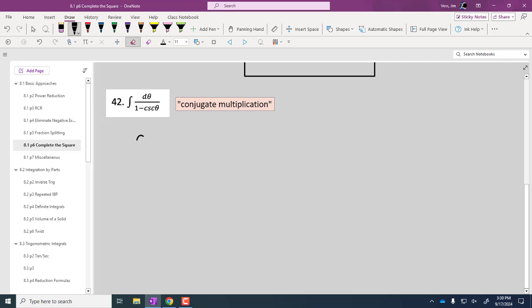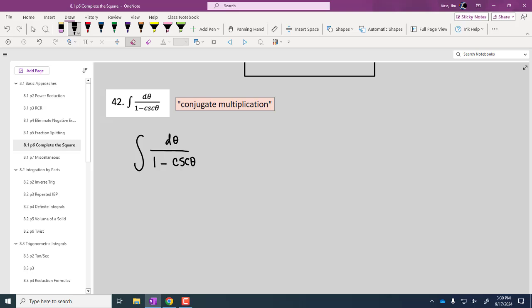All right, so here's another one where we're going to use something called conjugate multiplication. We know that our Pythagorean identities all involve squares. Sine squared plus cosine squared equals 1. Tan squared plus 1 is secant squared. They're all involving squares. So there's no replacement of this denominator with some sort of trigonometric substitution.